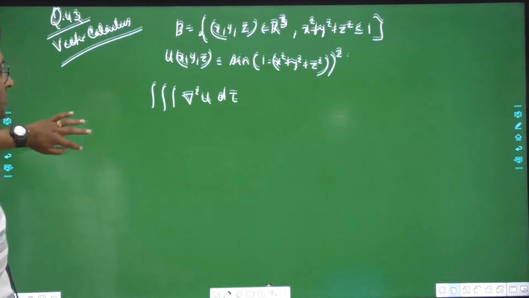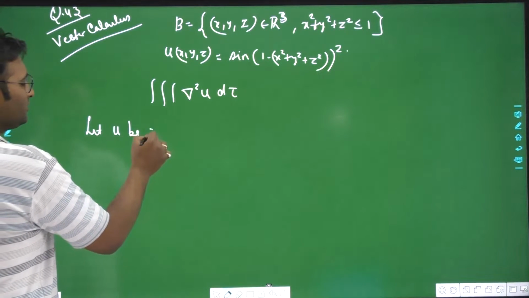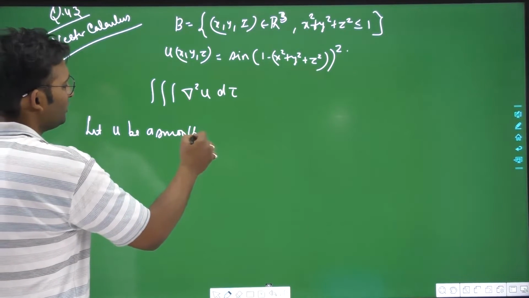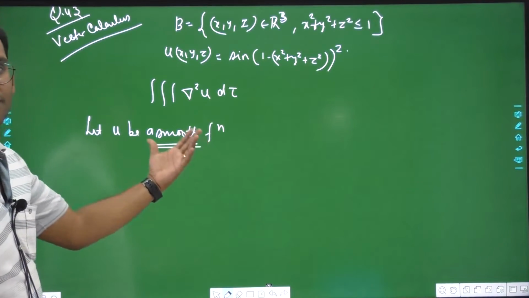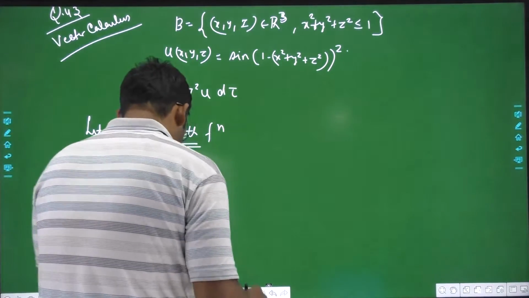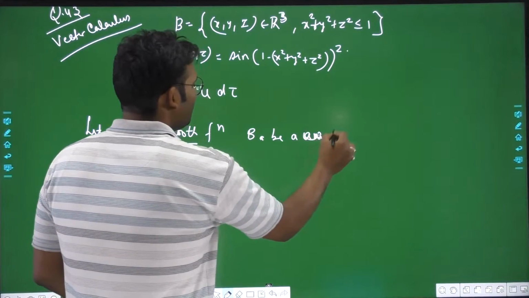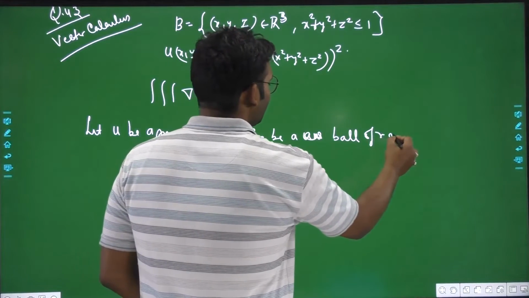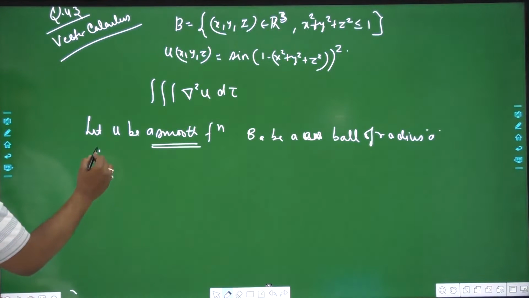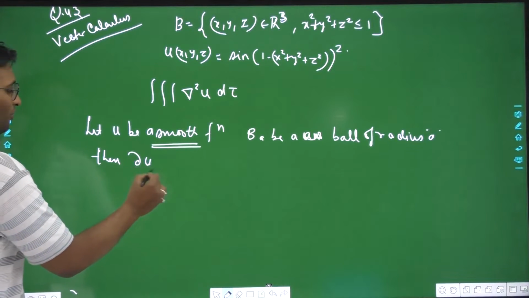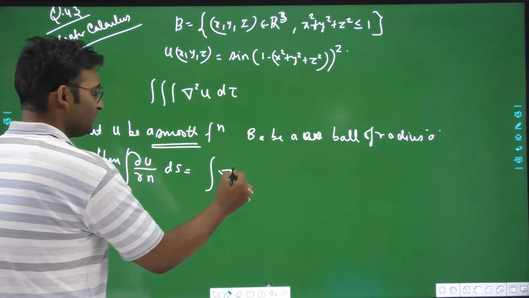Now coming to a concept, let u be a smooth function. Now what is a smooth function? I require you all to kindly study about smooth function and write in the comment section what a smooth function is. So let u be a smooth function and B_a be a ball of radius a, then the integral of del u upon del n ds is equal to the integral of del square u d tau.